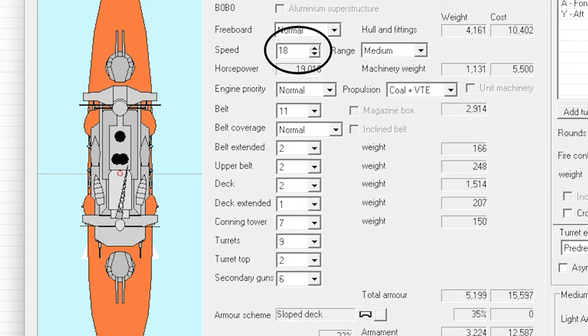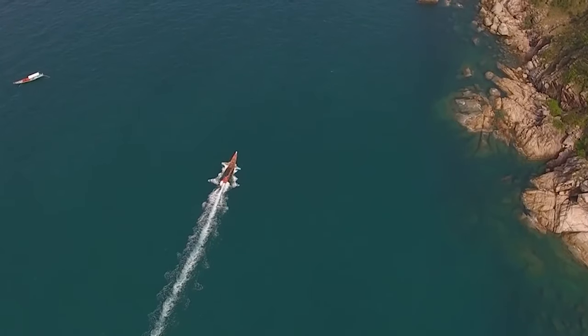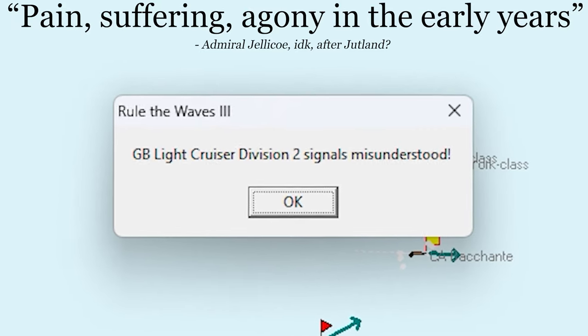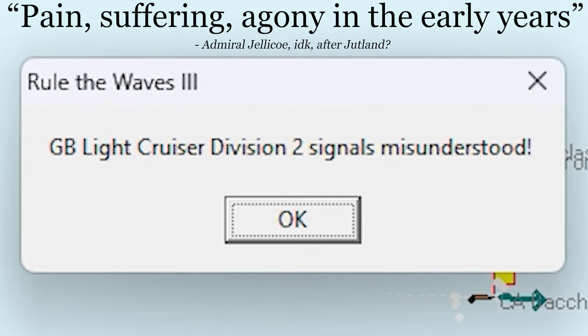18 knots was standard of the time. What are knots? It's how speed is measured in terms of ships and boats, not getting into that. A reduction in conning tower armour is a great weight saving scheme, but does mean the superstructure will take more damage and increase the likelihood of confusion in communications with other ships.